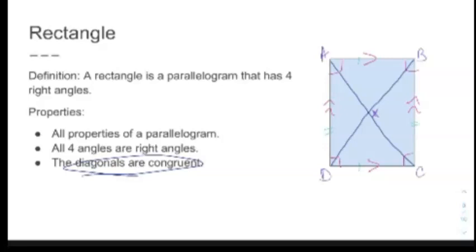So we can just identify. Now the diagonals, this time we can say that the segment AC is going to be congruent to the segment DB. All right, so that is, the diagonals are congruent. Now, keeping in mind that because it's a parallelogram, we also have that these diagonals are going to be bisecting each other.